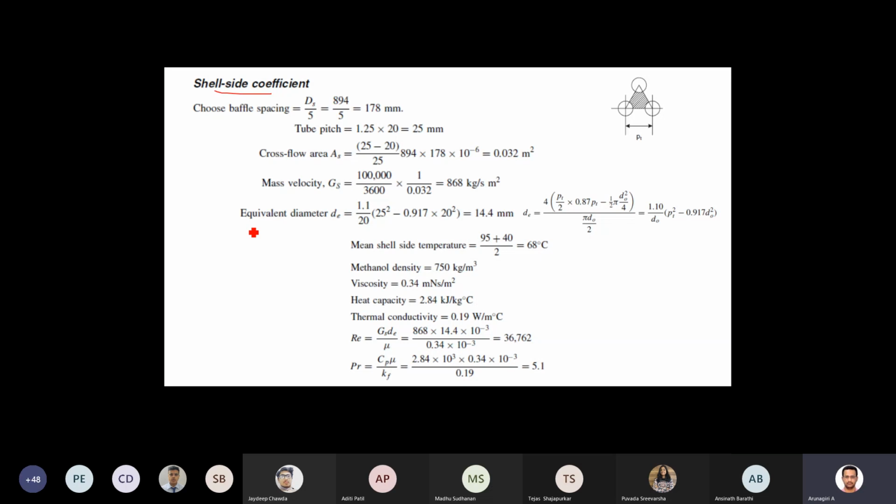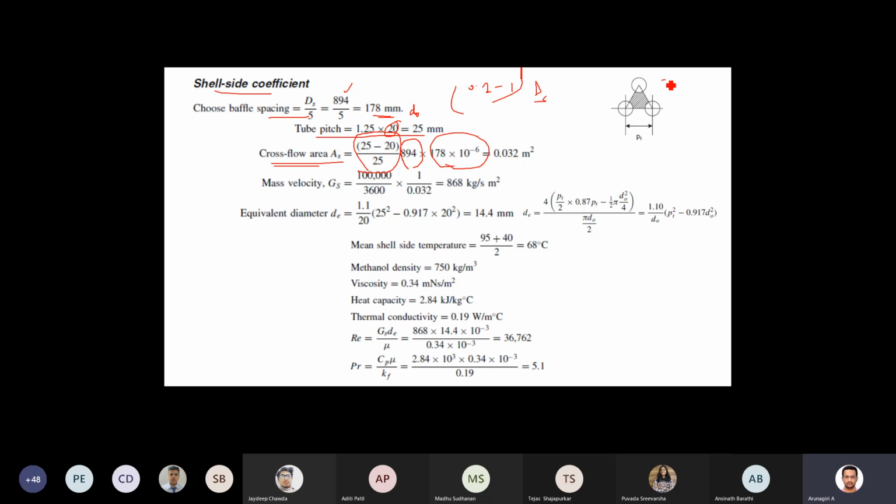So now you move to the shell side coefficient. Shell side means you have to define the baffle spacing. You can start with 0.2 times the baffle spacing. Normally it would be 0.2 to 1 times the diameter of the shell. Correct? So 894 is the diameter of the shell, so 178 mm. Tube pitch is 1.25 times d naught. Cross flow area is (PT minus d naught) by PT into DS into baffle spacing. I hope you understand the concept of cross flow area.